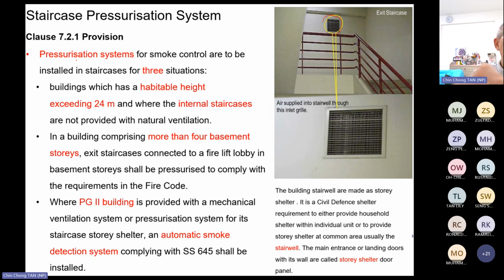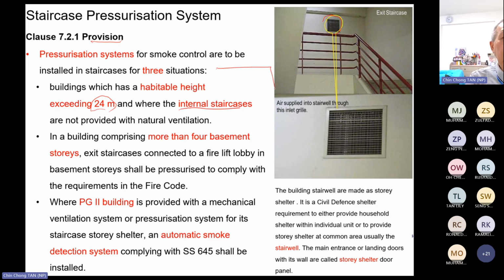Whenever you see the word provision, that means where to install by law. By law means by the civil defense. Where a building is more than 24 meters, this 24 has a meaning, and that's where the water pressure is low. The staircase is internal. Internal means not exposed to the atmosphere.